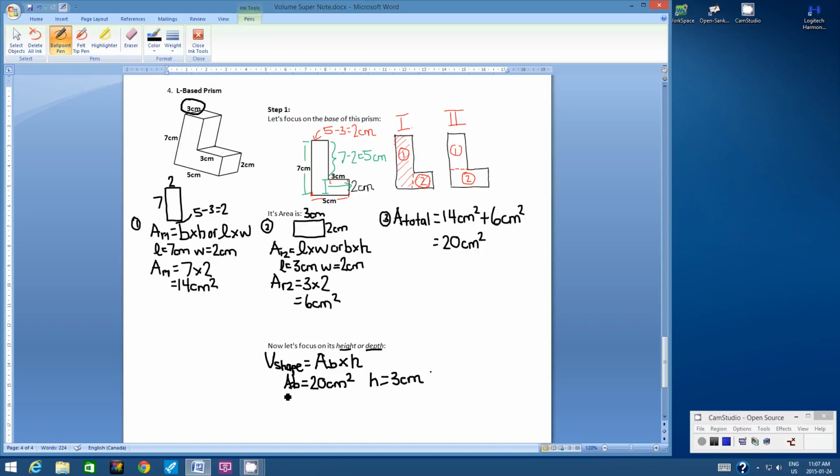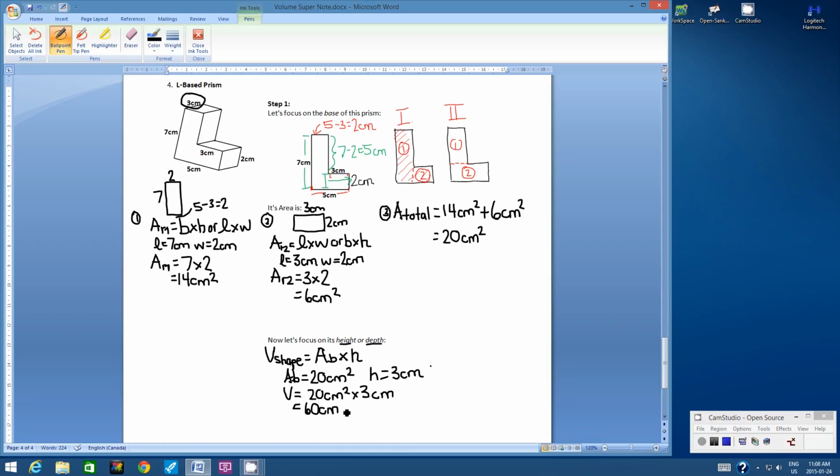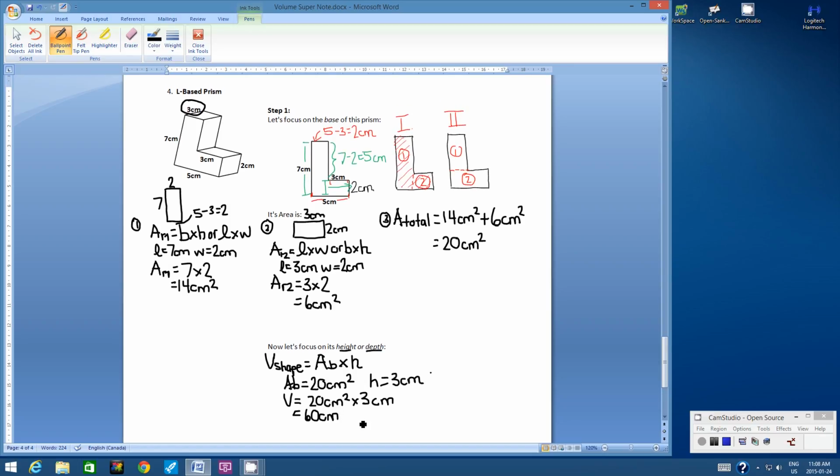All right, so this should be an easy multiplication question. Volume equals 20 centimeters squared times 3 centimeters. Well, using your calculator, 20 times 3 is 60 centimeters cubed. Okay, now be careful now because now we're talking about volume. Centimeters squared times another centimeter equals centimeters cubed.